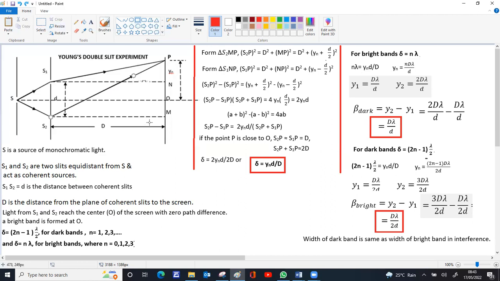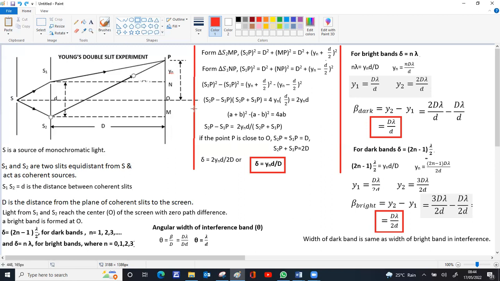There's something called angular width. It's the angle subtended by the interference pattern at the center of the coherent slits. At this point, what angle is subtended by the pattern? That will be the angular width. So we can use angle equal to arc length by radius. Arc length will be beta and radius will be capital D. So angular width will be beta by capital D. Beta is already D lambda by d, divided by D. D gets cancelled. We get angular width as lambda by d. This is independent of capital D. It only depends on the wavelength and the distance between the two coherent slits.